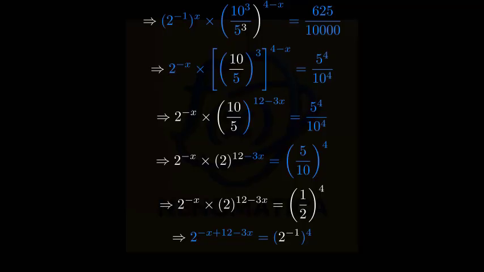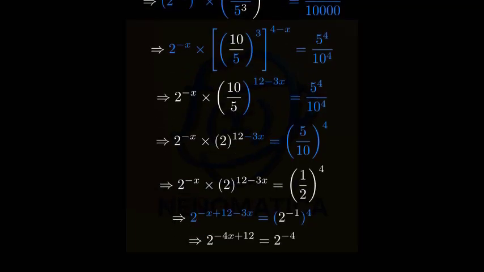And on the right side, (1/2) to the fourth equals 2 to the negative fourth, as 1/2 equals 2 to the negative 1. Continuing our simplification, on the right side, 2 to the negative 1 raised to the fourth power equals 2 to the negative fourth. So we have 2 to the negative 4x plus 12 equals 2 to the negative 4.